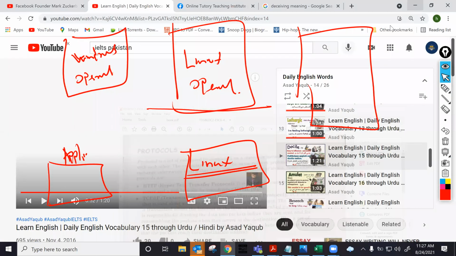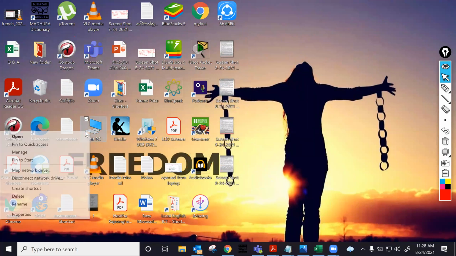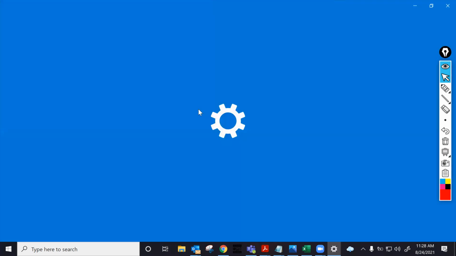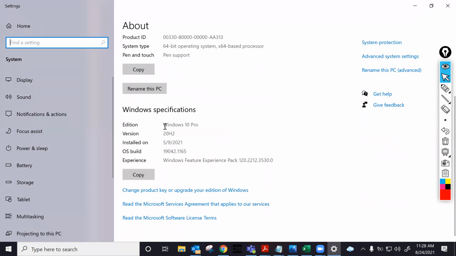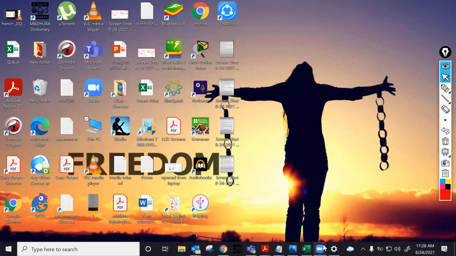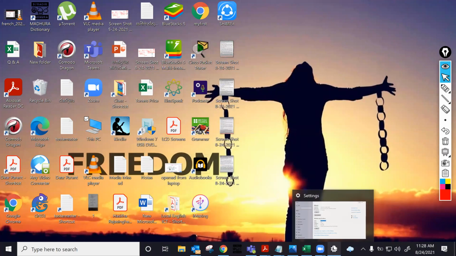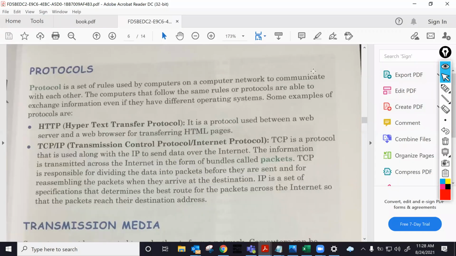So this is the graphical user interface, right? When you go to properties, you can see my operating system. It says 64-bit Windows, Windows 10 Pro. This is my operating system. I am saying that Windows is only one operating system. There are many operating systems in the world. One of the operating systems is Linux.